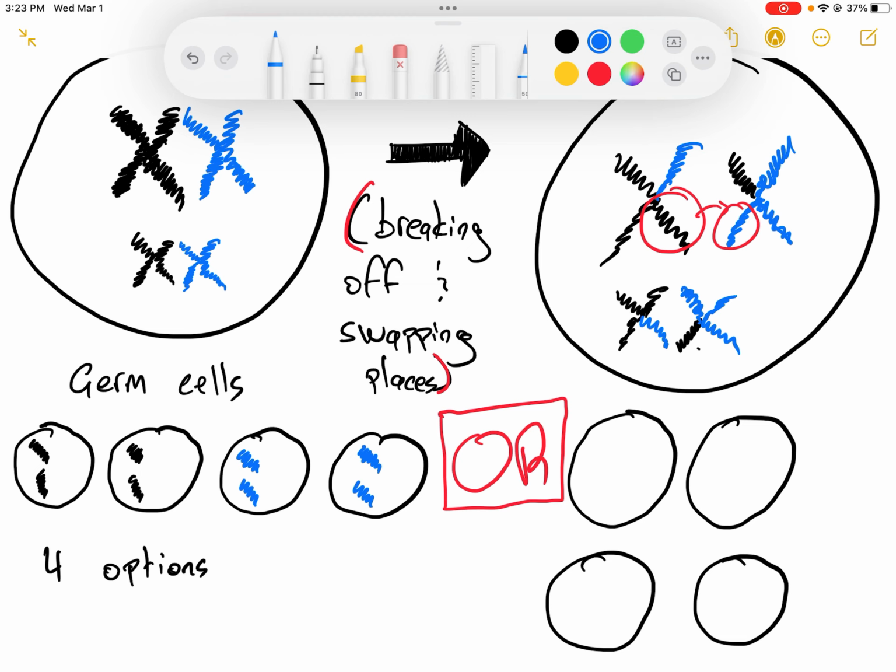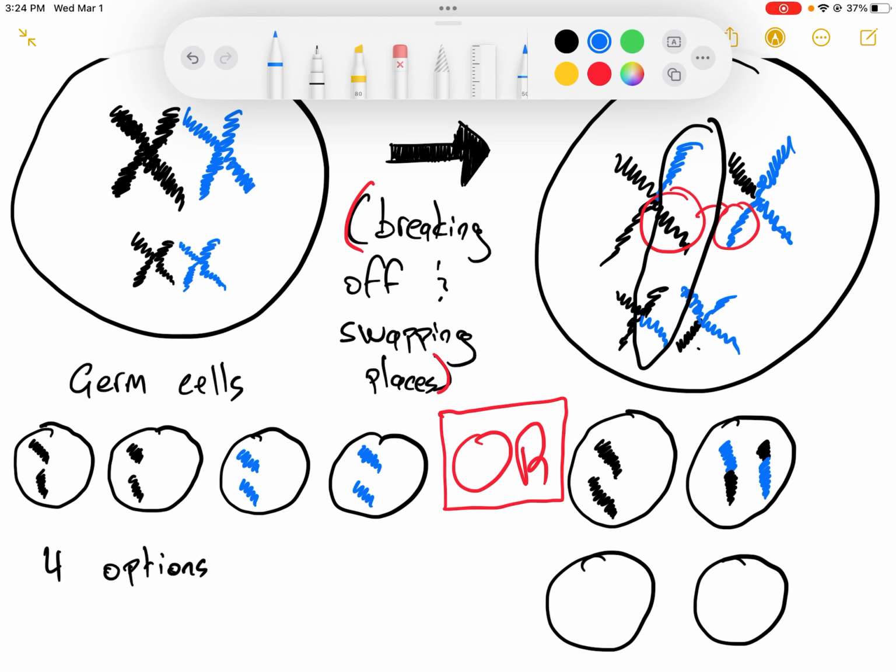However, over here, because of crossing over, when you go through meiosis, you're going to end up with one of these legs of chromosomes. In this first example, you're going to have two black chromosomes. The right-hand leg of these, you're going to have a blue and black chromosome and a black and blue chromosome. So that's a little bit different.